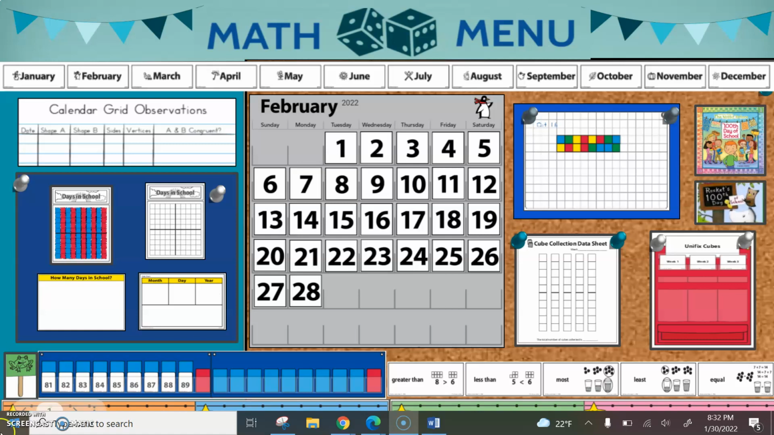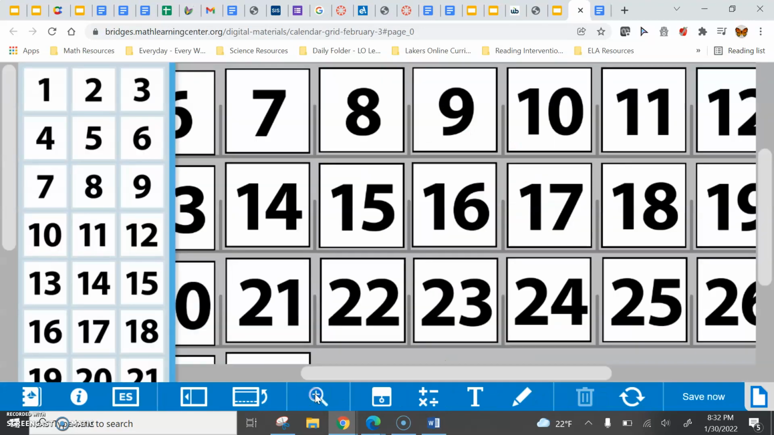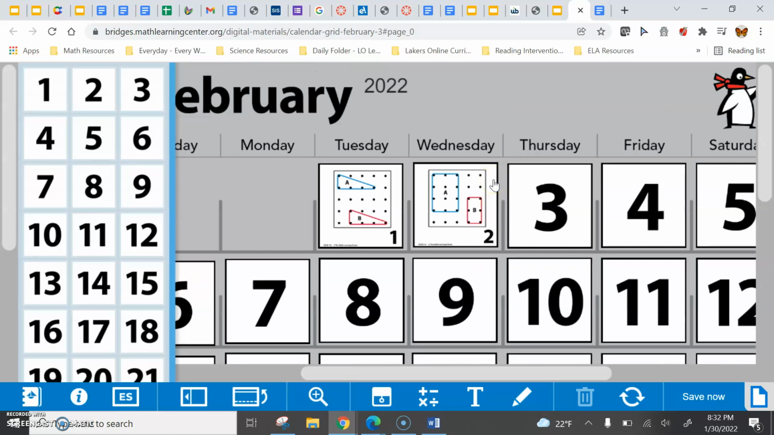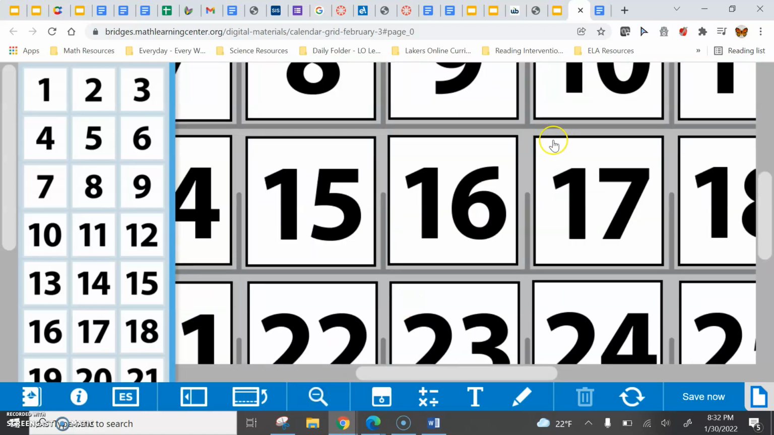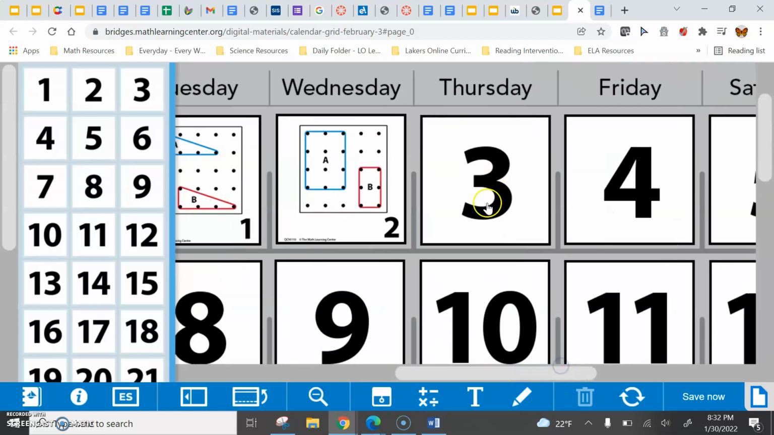Let's look at our number corner calendar. We've been studying congruent shapes as we've looked at our calendar cards each day. Let's see what we'll find out on today's card.